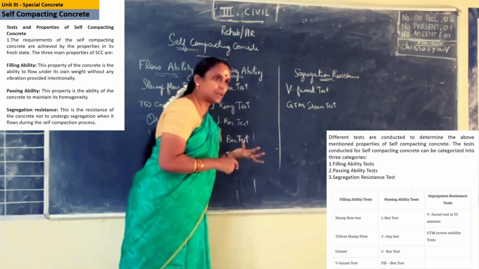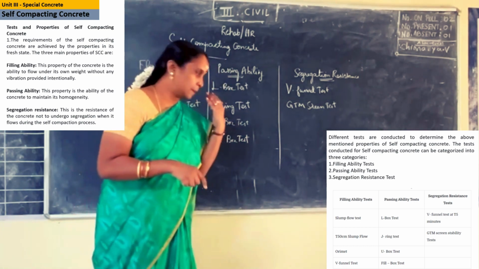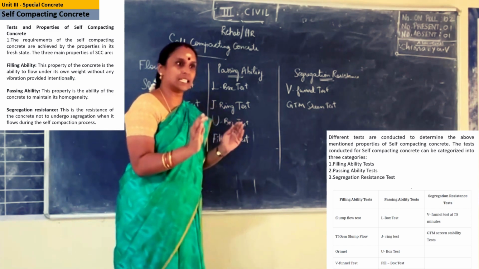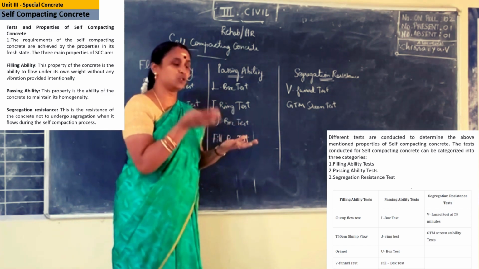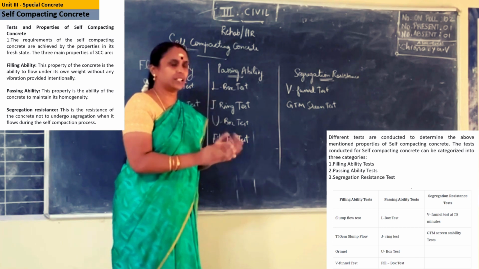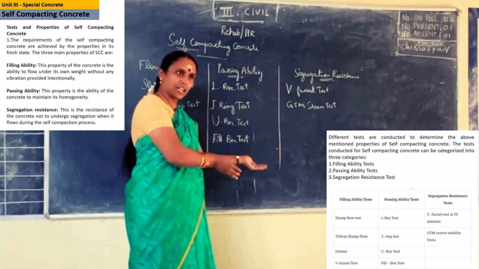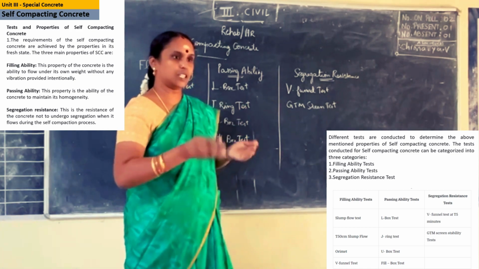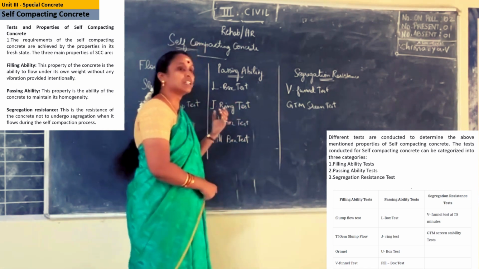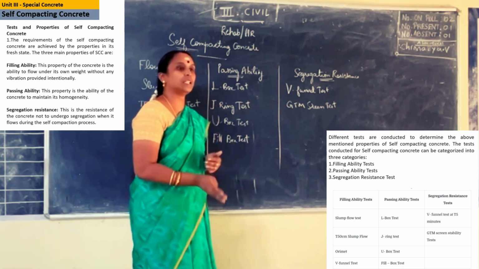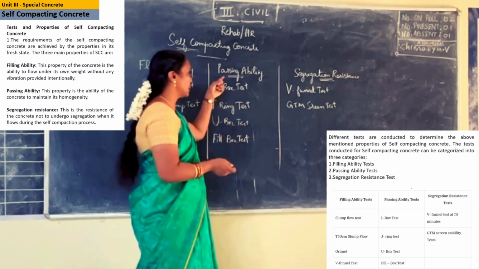Next is passing ability. The self-compacting concrete should be homogeneous in nature. It should have cement, aggregates and water evenly distributed. The concrete should be uniform everywhere. It should not have one inch of only aggregate and one inch of only cement and water. It should not be like that. The entire volume of the concrete should be homogeneous in nature. That is called passing ability.